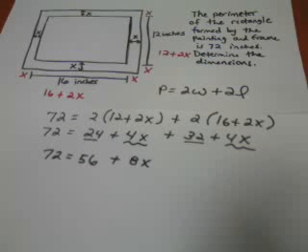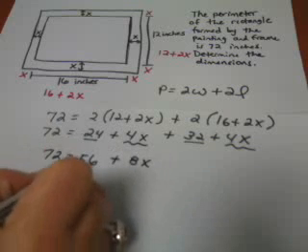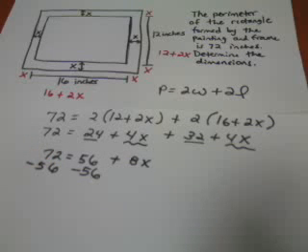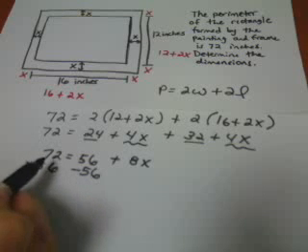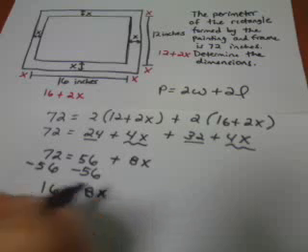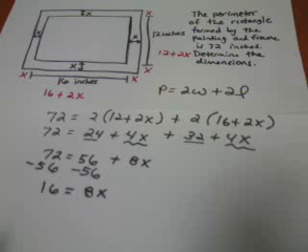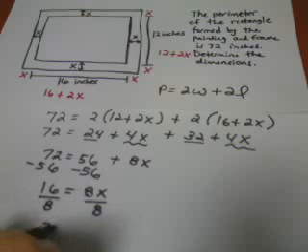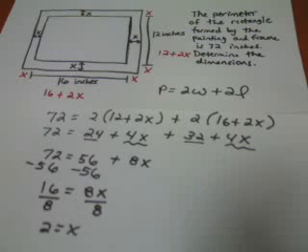Now once you get it here, you have a two-step equation. So we need to solve for x. So the next thing I'm going to do is subtract my 56. Remember, when you're moving things from side to side, you always do inverse operations or opposite operations. 72 minus 56 is 16, and on the right hand side I'm going to be left with 8x. And the last step is to divide, and I end up with the fact that x equals 2. So I now found the width of my frame.